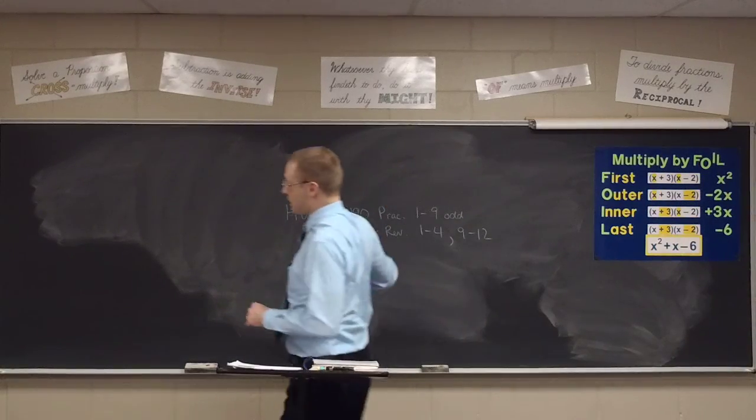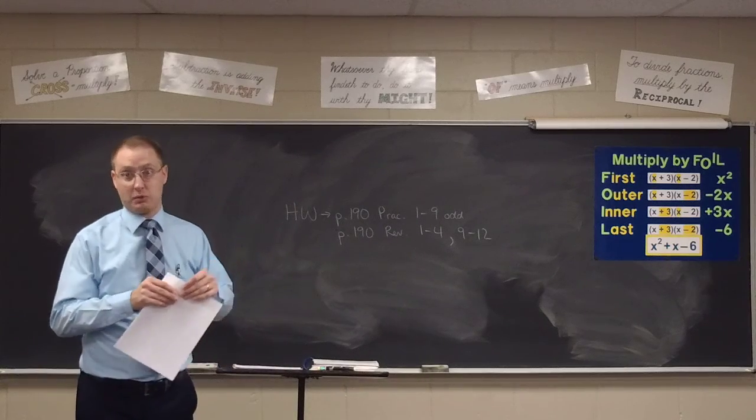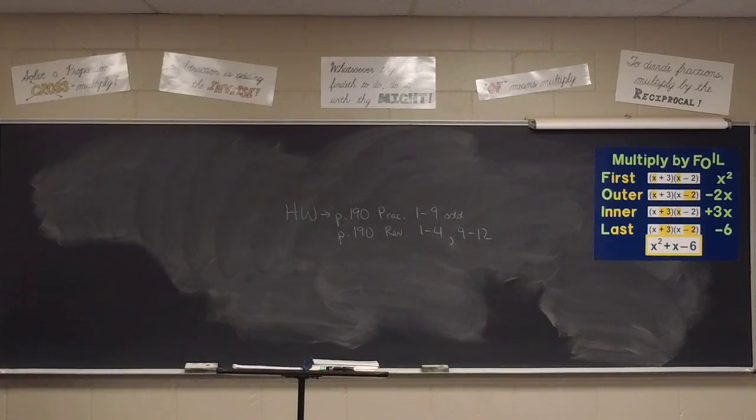You're going to be practicing the 1 through 9 odd, which is the full FOIL process. We're going to do the whole thing through. Give that a try, and then once you've got the homework copied down, you are dismissed.